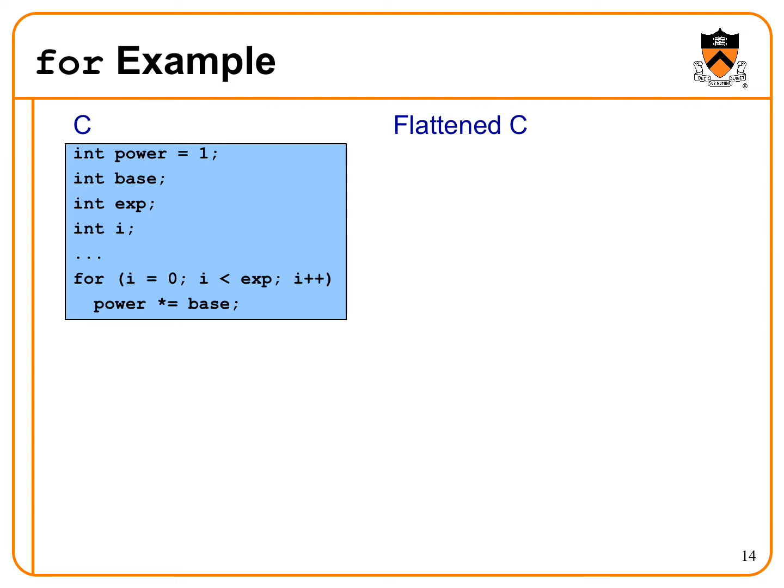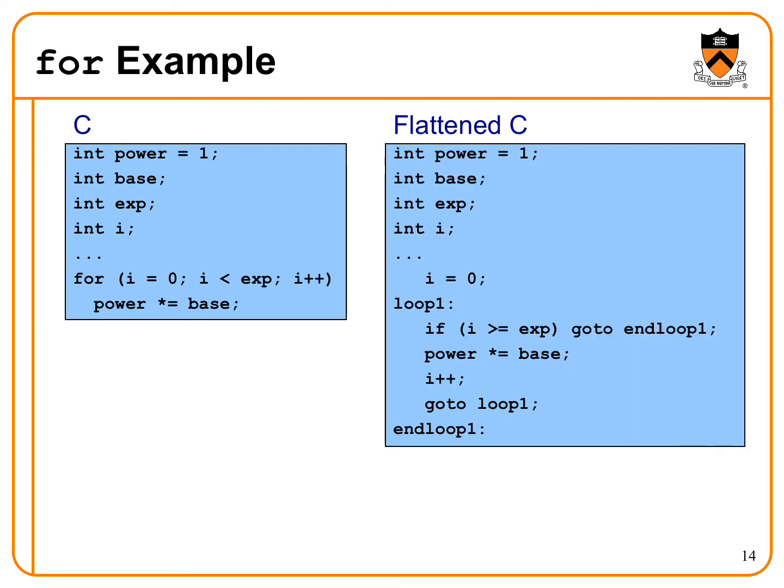Here's another iterative example, this time a for loop in C doing an exponentiation computation. Compute base to the x power and store it into the variable power. Pause the video here and write some flattened C. We have a 3-part for loop. The initialization step goes before the loop, the sustaining condition check goes at the top of the loop, and the update step goes at the bottom of the loop, which comes back up to check the condition again after doing the update.